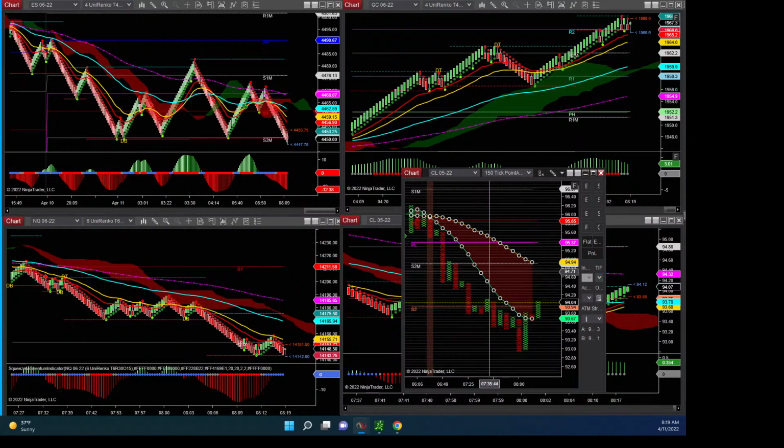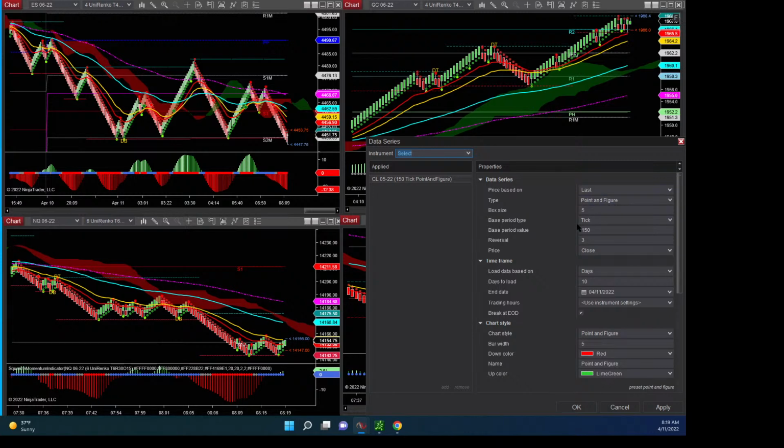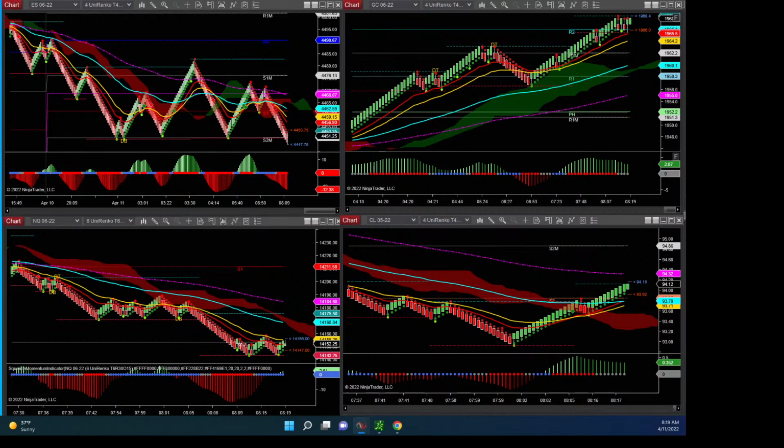This one is the 10 simple moving average, and this one is the 30 simple moving average. And let me show you the setup on the point and figure. Taking a screenshot of this one if you want. So it's a break of 5 with a reversal of 3, basically. Yeah, crude is moving higher.